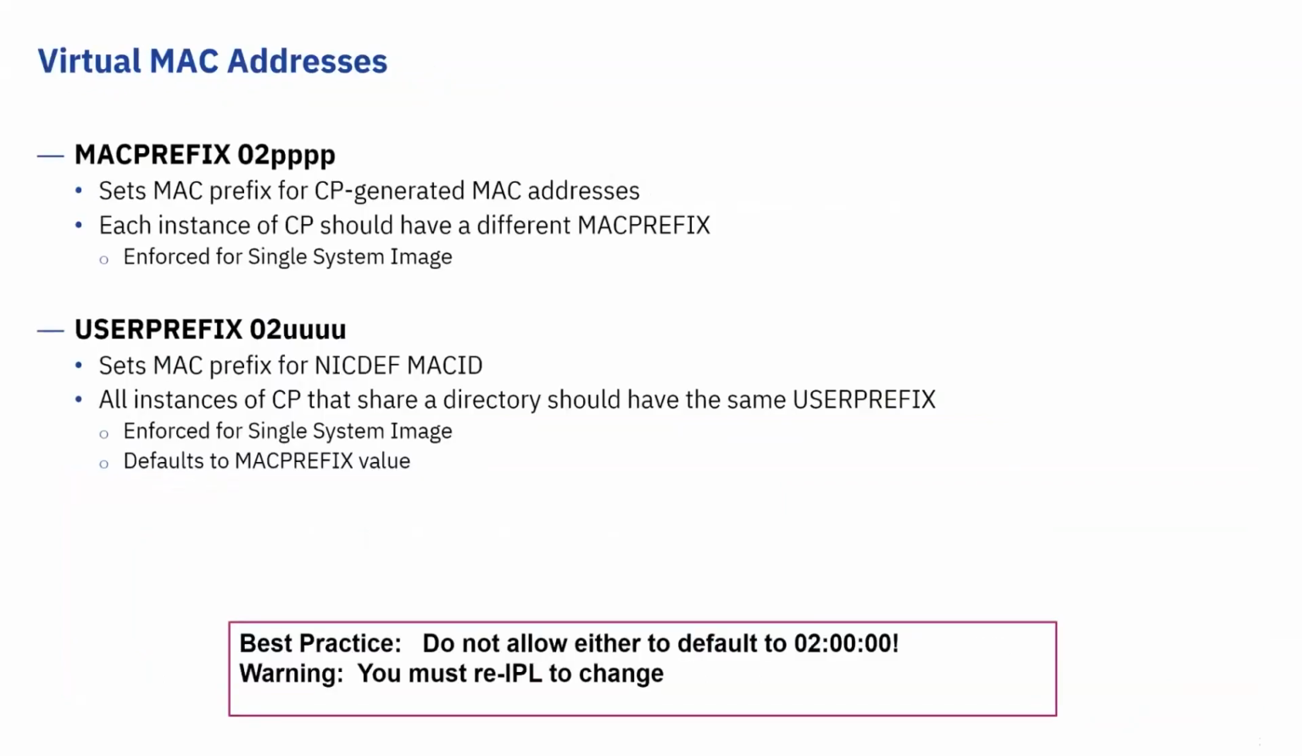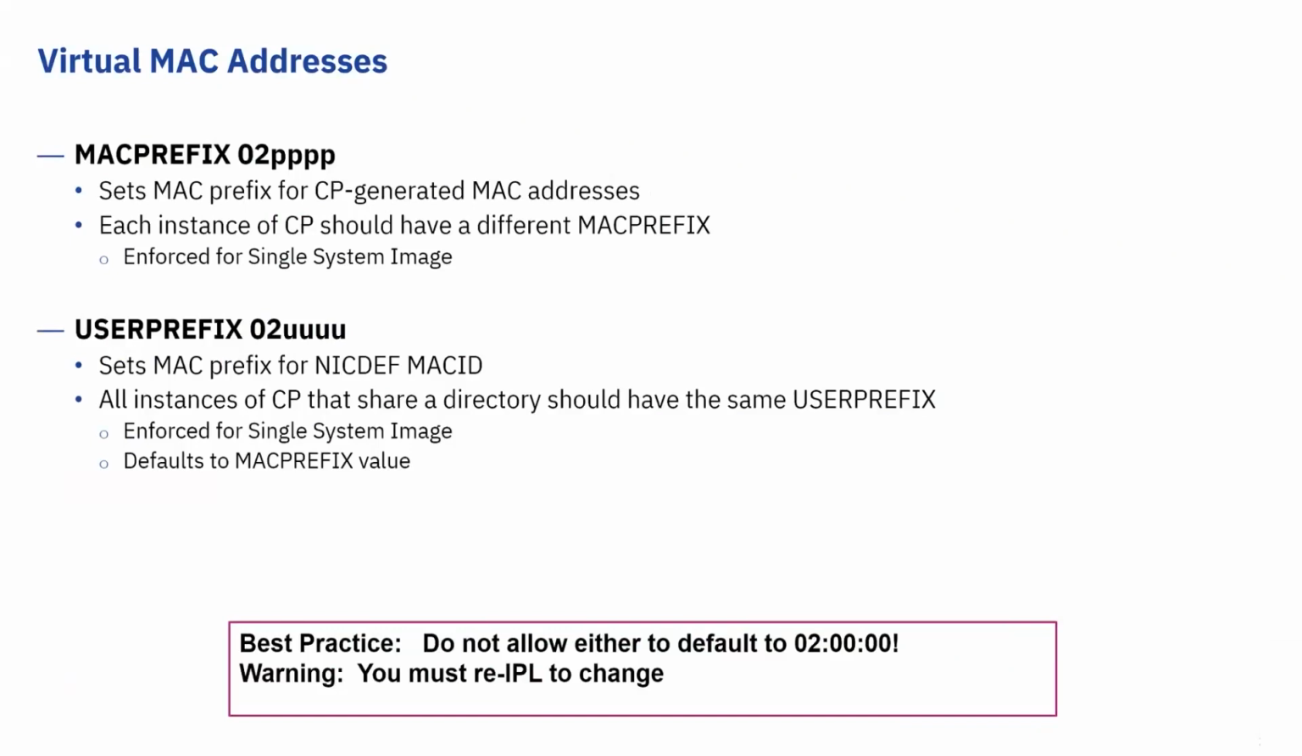So MAC prefix sets the MAC prefix for the CP-generated MAC addresses. Every instance of CP needs to have a different MAC prefix. This is how I avoid duplicate MAC addresses in my network. The same way I deploy a new z/VM instance, I give it a new node name, a new system ID, and a new MAC prefix. It needs to be one of the things that you assign when you deploy. Every CP instance needs a MAC prefix that's unique from all the others.